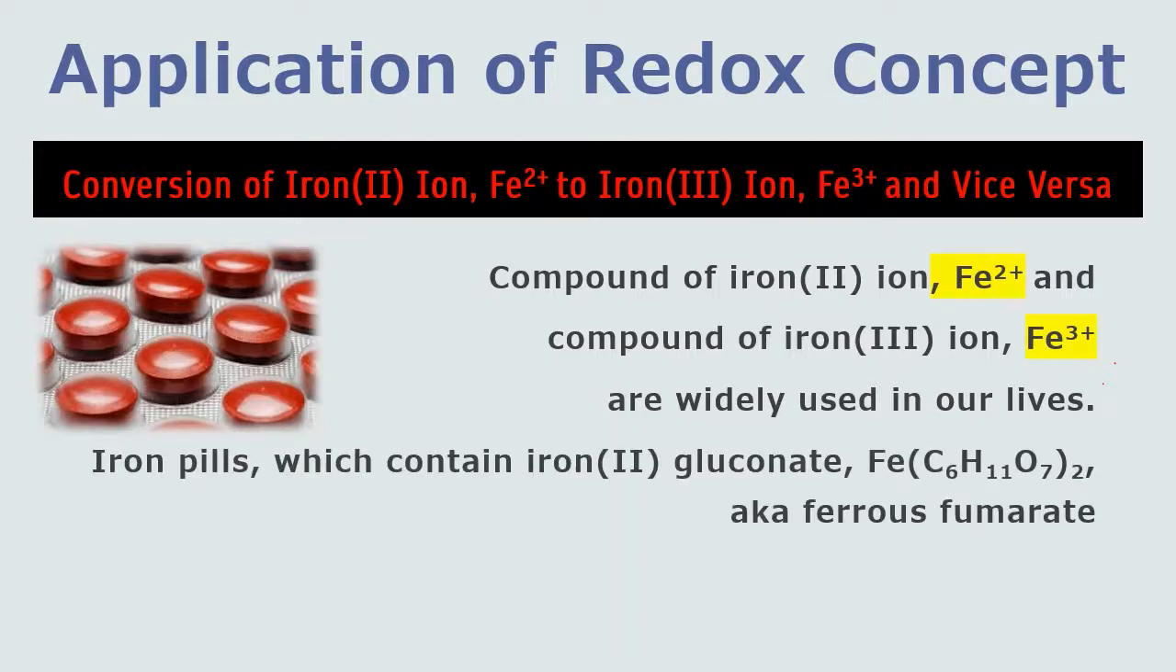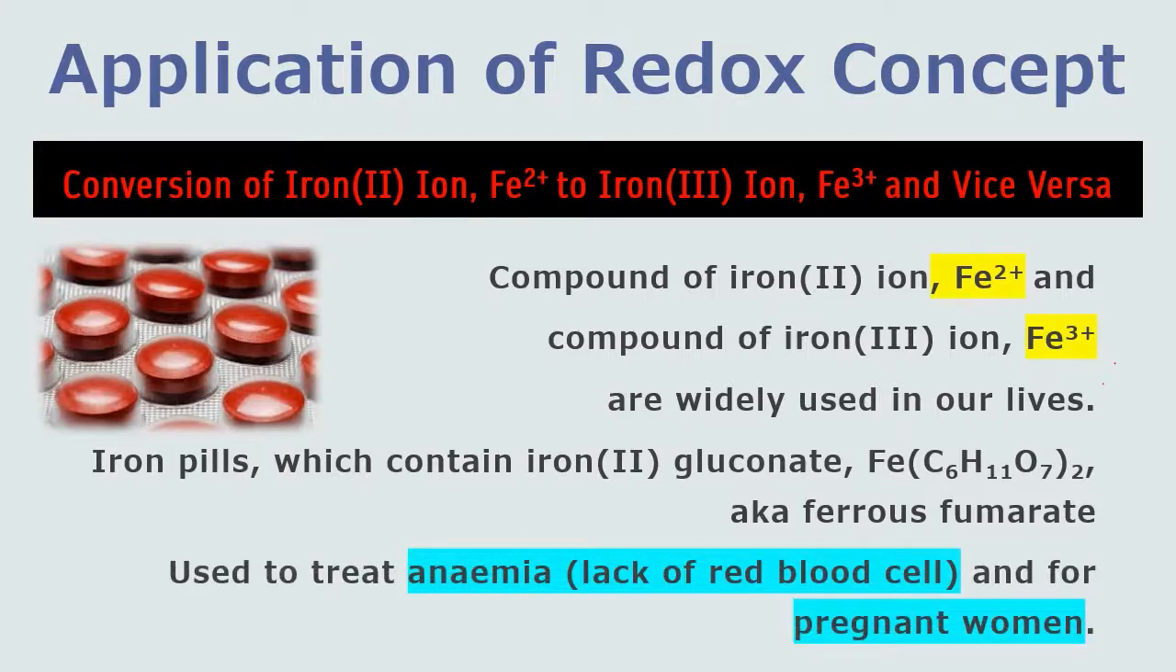One of the usages is iron pills, which contain iron 2 gluconate, or also known as ferrous fumarate, used to treat anemia, which is lack of red blood cells, and for pregnant women. For your information, red blood cells are very important in transporting oxygen in our body.